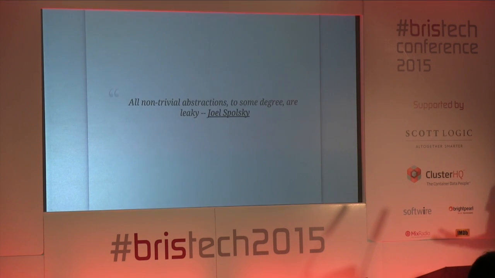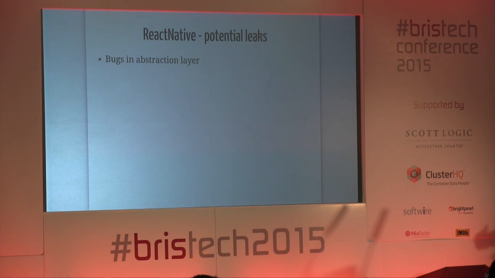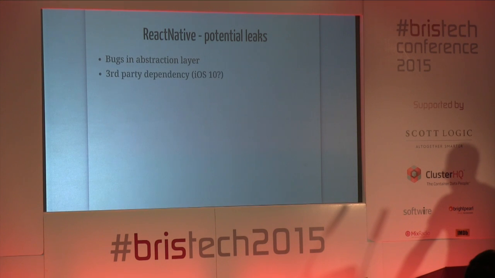The bad, there is always a bad, and I really love this quote from Joel Spolsky. All non-trivial abstractions, to some degree, are leaky, and the same is true for everything that is an abstraction layer. And if we look at the potential leaks with React Native, the first is obviously bugs in the abstraction layer. If there are bugs in the way that this thing works, then unless you want to dig into their code and fix it, which could be fun if you've got the time, if you want to ship something, that's not so much fun. That's a leak.